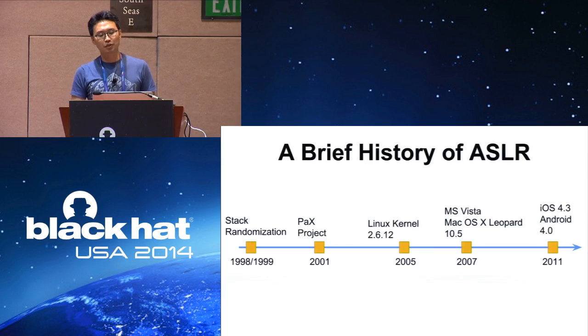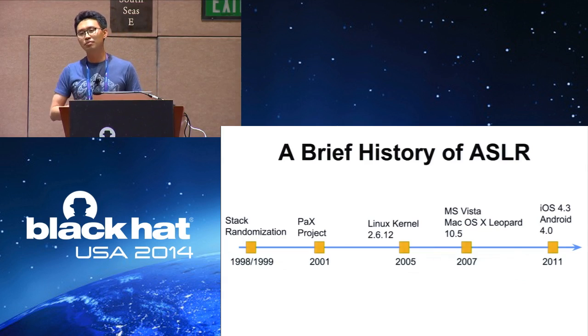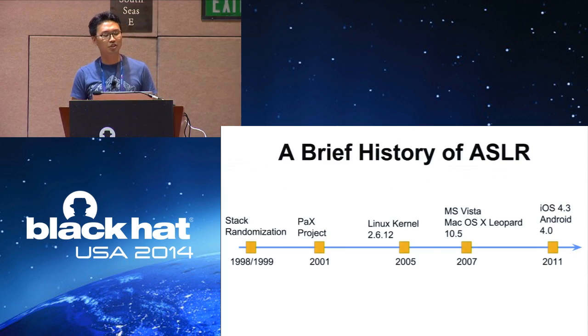So here's a brief history. ASLR was not adopted all at once, because implementing ASLR itself involves computing power. First, stack randomization was introduced, and then there was PaX, and then the mainstream Linux kernel eventually got an ASLR implementation in 2005. After that, Microsoft Vista and Mac OS X Leopard implemented ASLR. And also after that, mobile devices like iPhone and Android started to implement ASLR.